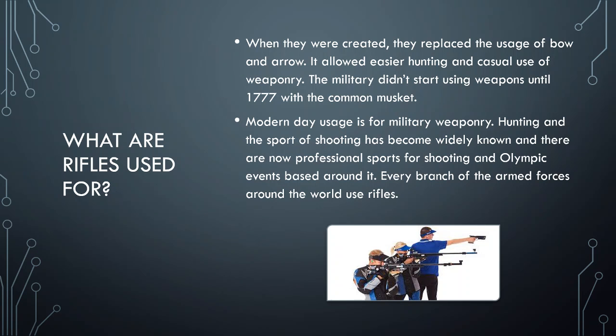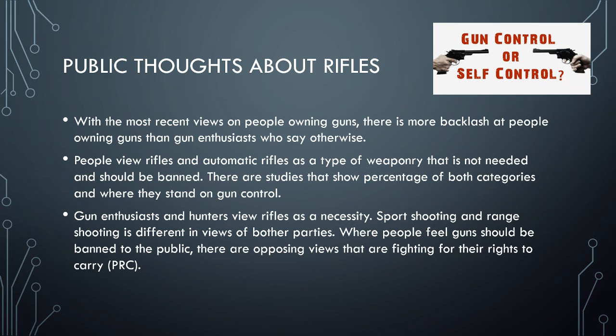What are rifles used for? When they were created, they replaced the usage of bow and arrows. It allowed easier hunting and casual use of weaponry. The military didn't start using the weapons until 1777 with the common musket. Modern-day usage is for military weaponry. Hunting and the sport of shooting have become widely known, and there are now professional sports for shooting and Olympic events based around it. Every branch of the armed forces around the world uses rifles.